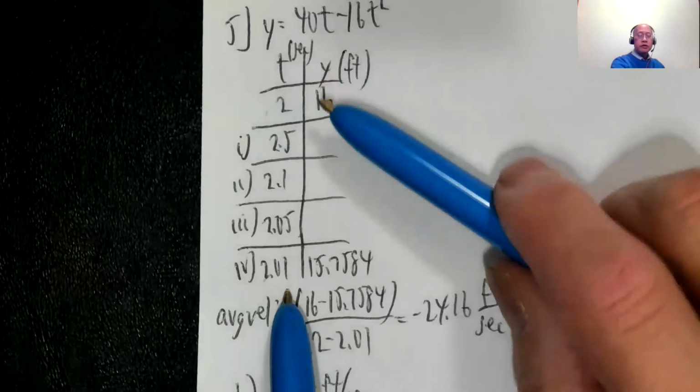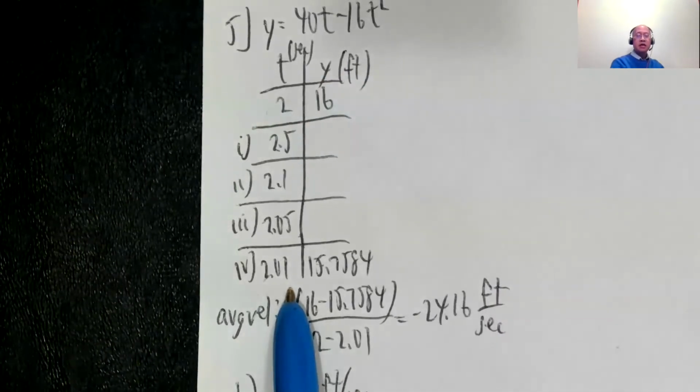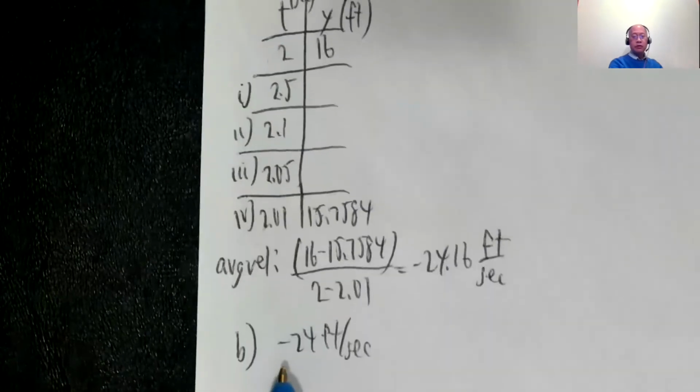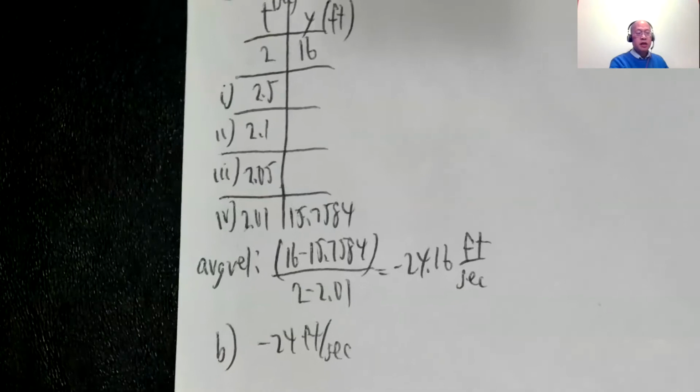So notice these 2 points are very close. So what's our estimate for the instantaneous velocity? Well, it's about negative 24. So negative 24 feet per second is what we would say for that one.